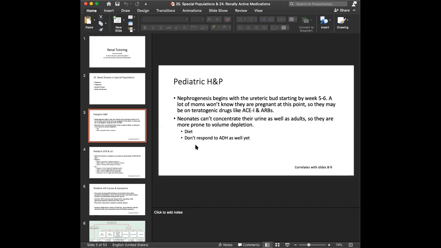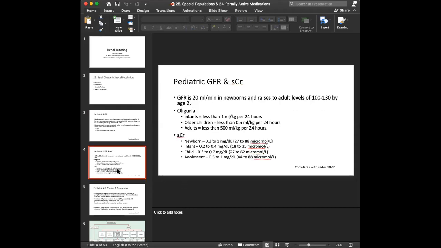Neonates can't concentrate their urine as well, so they're prone to volume depletion. And they don't respond to ADH. GFR starts really low at 20 mils a minute.